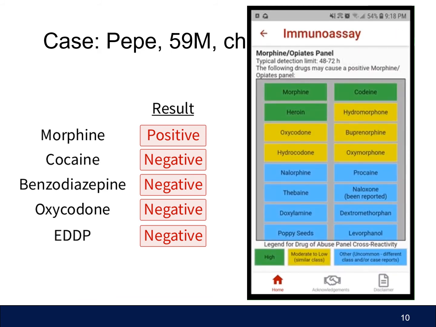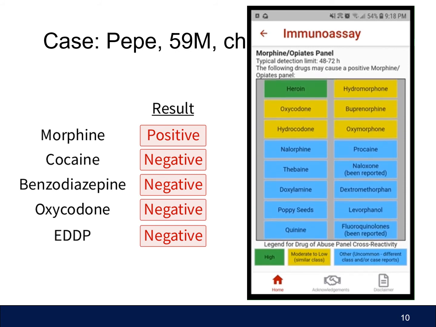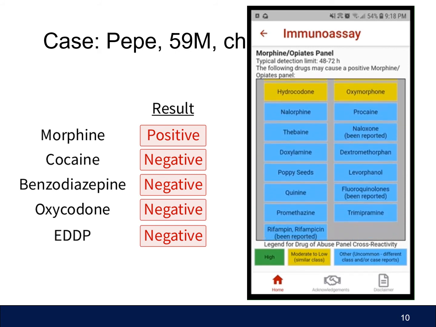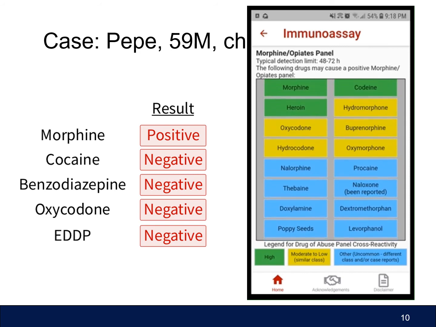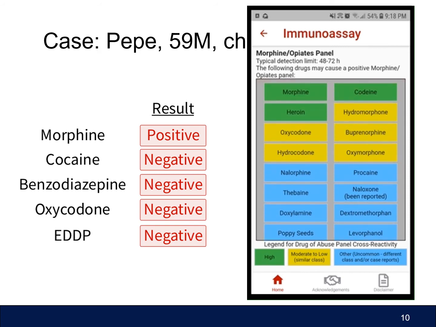This shows in green all the drugs that are highly likely to cause a positive panel. Yellow is for drugs that are less likely to cause a cross-reactivity but still possible in high concentrations, and blue for other compounds that can cause a positive result, such as fluoroquinolones or rifampin in this case. We see that codeine has a high likelihood of causing the morphine panel to become positive. The results we have should actually be expected. You can always send the urine for confirmatory testing if the answer is still unclear.